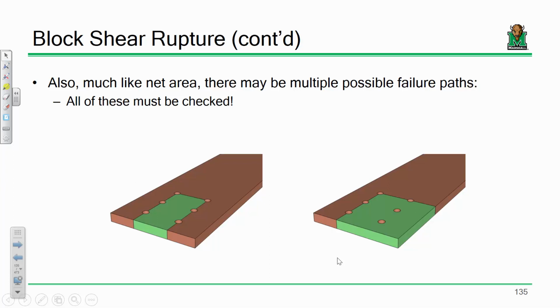Whenever you're doing block shear, much like with net area, there's the possibility of multiple failure paths. Now, whenever you're looking at a block shear problem, I know this is going to sound like a weird example, but if you ever want to visualize what failure paths you need to consider, the best way of doing that is the following.